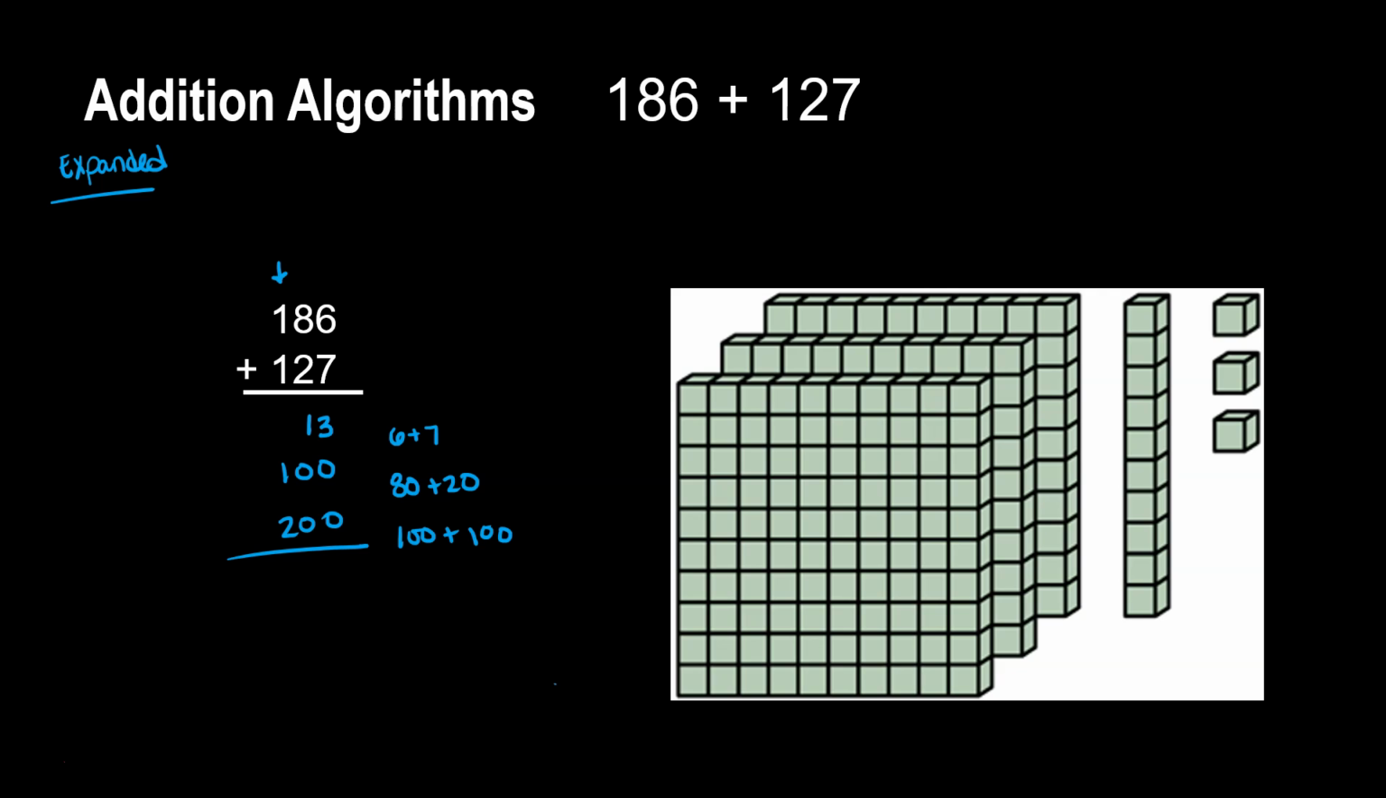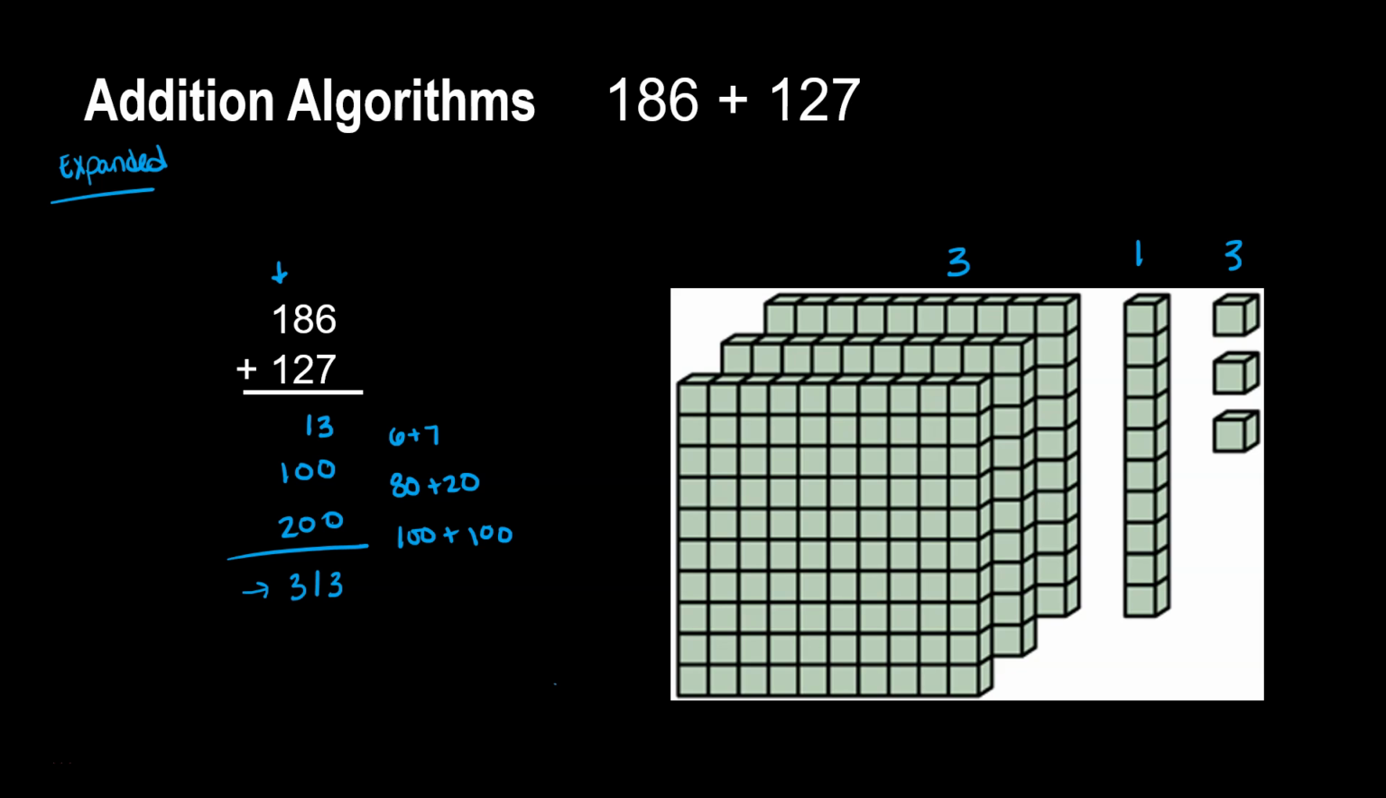All of my numbers are lining up based on their place value. 3 plus 0 plus 0, that's 3. 1 plus 0 plus 0, that's 1. 1 plus 2, that's 3. Notice that this number, 313, is the same number we got when we represented this using base 10 blocks. We have 3 flats, 1 long, and 3 units.